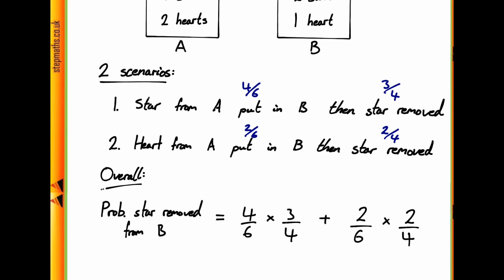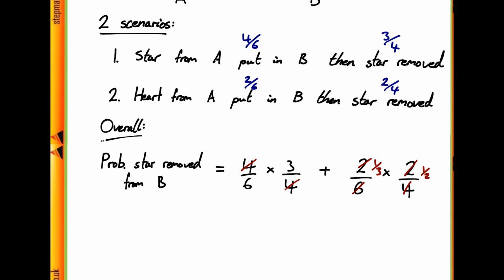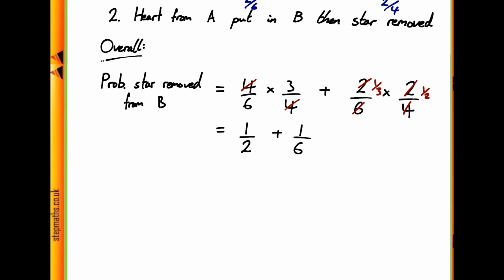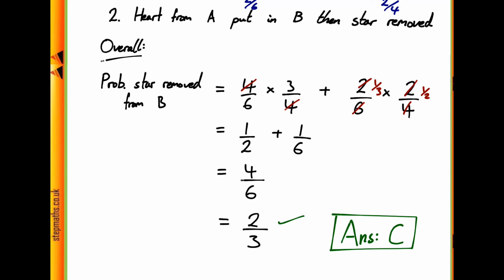Let's try and cancel these fractions down a bit. We can cancel out the 4's from the first fraction, leaving us with 3 over 6. In the second part, 2 over 6 cancels to a third, and 2 over 4 cancels to a half. So this is the same as 3 over 6, or a half, plus a third multiplied by a half, which is just 1 over 6. Then this probability is the same as 6 over 4, or 2/3. This is our final answer, and it corresponds to C, which we're given in the question.